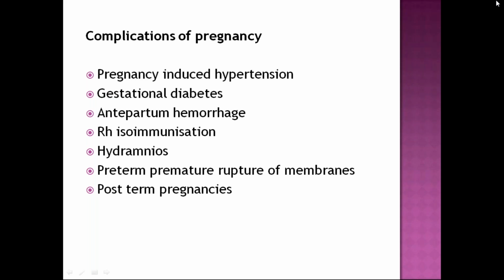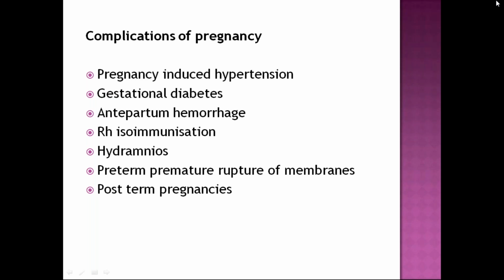Rh isoimmunization: the RBCs are broken up, and when there is destruction of RBCs, then we will have anemia. Not only anemia, hyperbilirubinemia will also be present. So that again is a cause of fetal death.